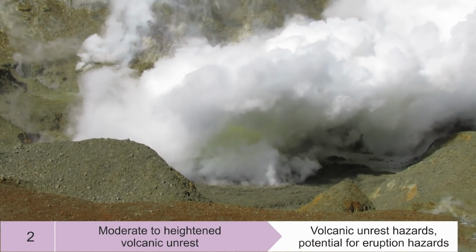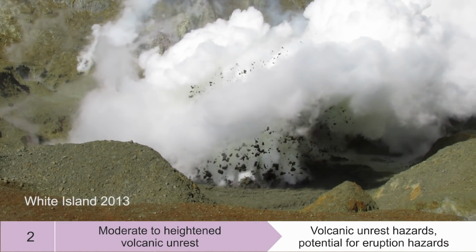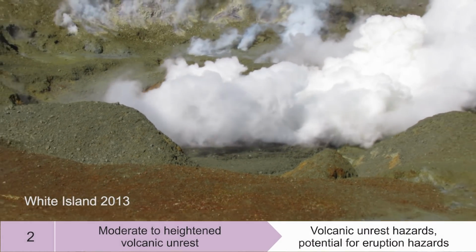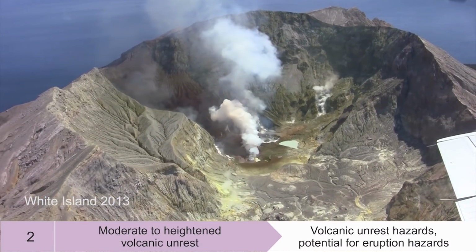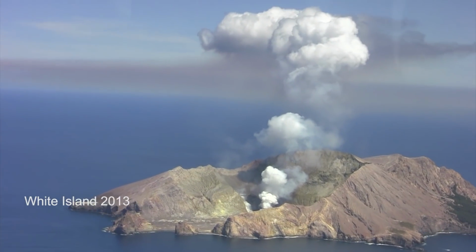A volcano at alert level two is experiencing moderate volcanic unrest. There will be some activity occurring on the volcano. It'll be contained within the crater, and there will be volcanic unrest hazards and a potential for an eruption.